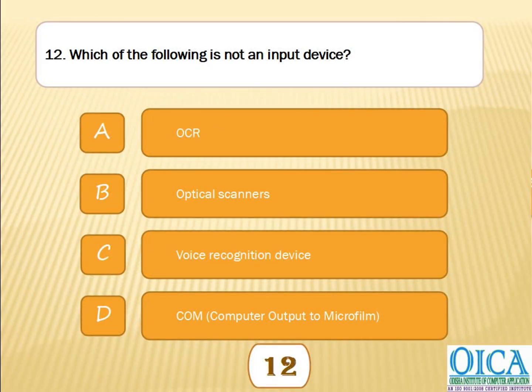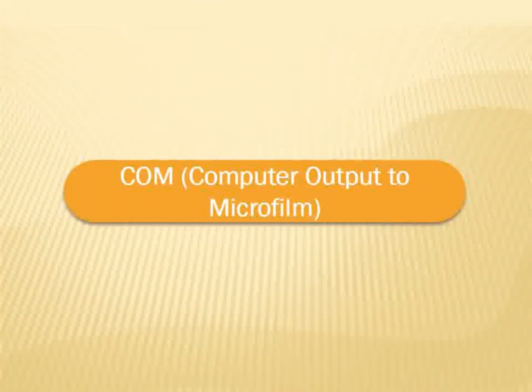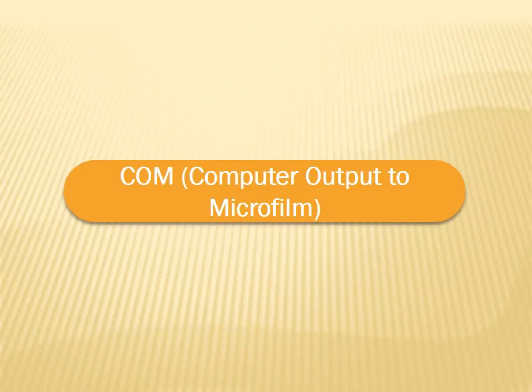Next, which of the following is not an input device? A. OCR, B. Optical scanners, C. Voice recognition device, D. COM, computer output to microfilm. The answer is D. COM, computer output to microfilm.